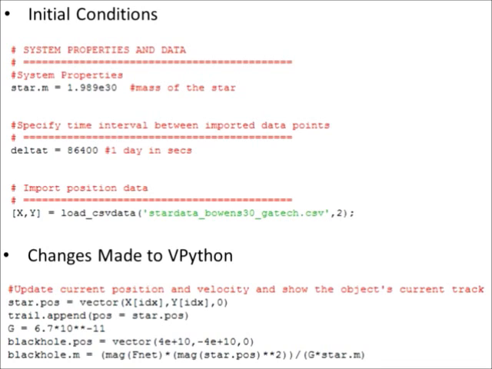I updated the VPython model from the previous lab to allow the calculation of the mass of the black hole. This was done by adding the gravitational constant G, which is equal to 6.7e-11, the black hole position vector, and the black hole mass. The black hole mass was to be calculated with Newton's gravitational force. In VPython, I entered the magnitude of Fnet times the magnitude of star.pos squared, divided by the gravitational constant times star.m.